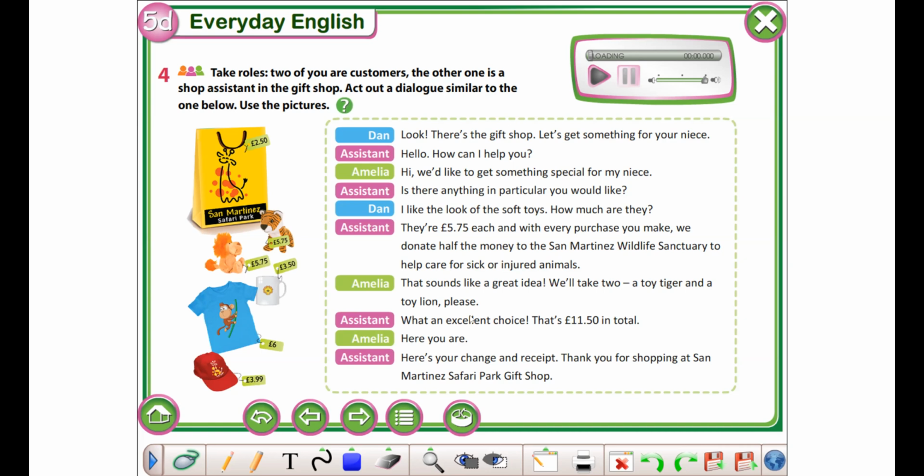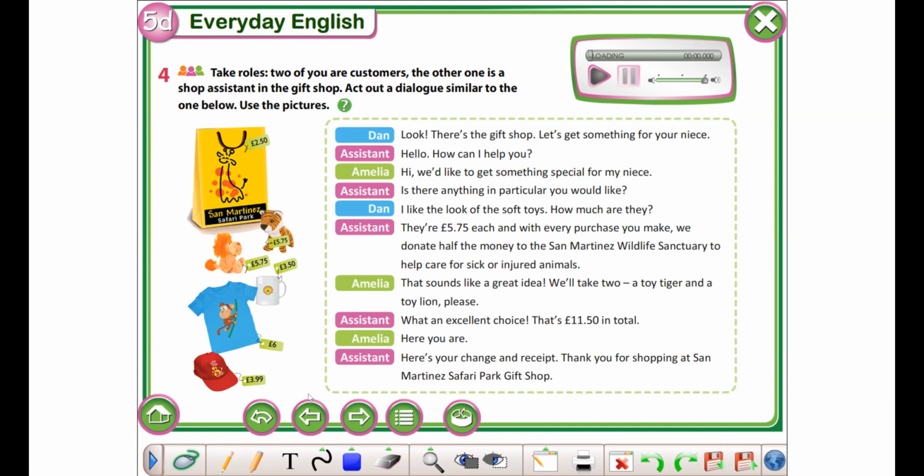So you did it well. You improvised, which means this is quite easy for you. Shopping in a supermarket with toys, you will be able to manage this kind of communication. Okay, so let's move on to the next activity in the book.